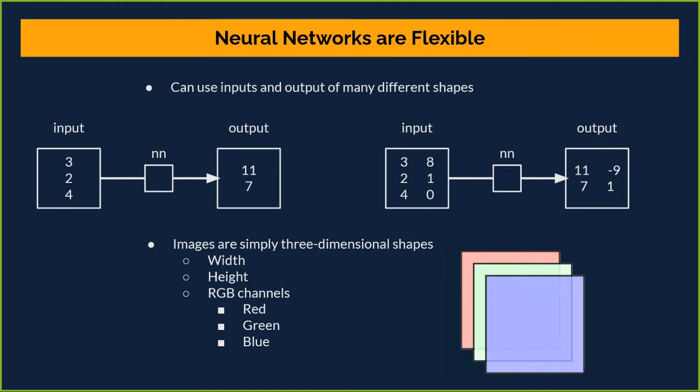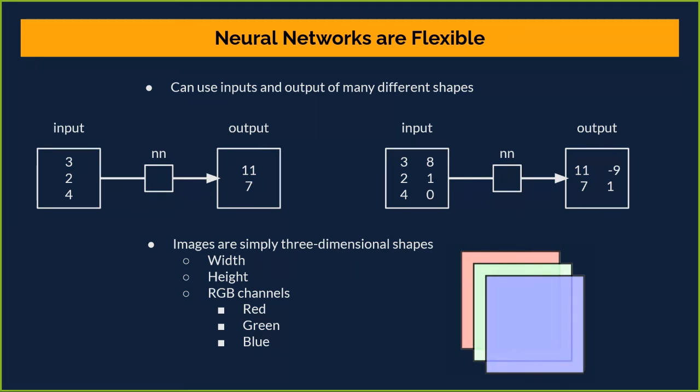The cool thing about neural networks is that they're very flexible. The previous examples I've been showing you have a single output and a single input. Well, we can use inputs and outputs of many different shapes. We can give it an input of a vector and an output of a vector of a completely different size. We can give it an input that's a matrix and get an output of a matrix that's also a completely different size. You could give it a matrix as an input and get a single number as an output. There are all these different ways that you can structure your network.